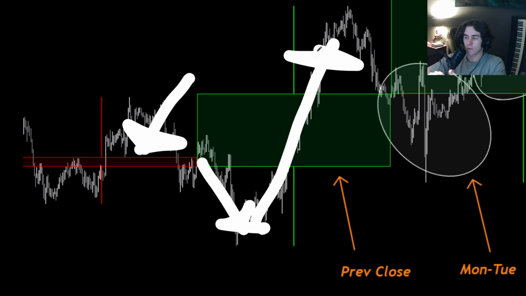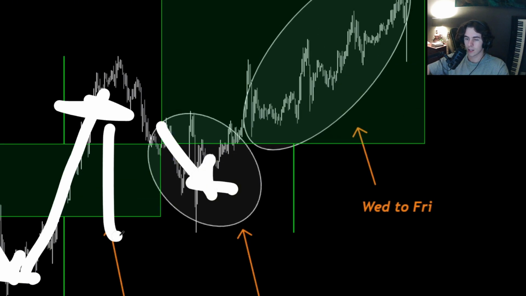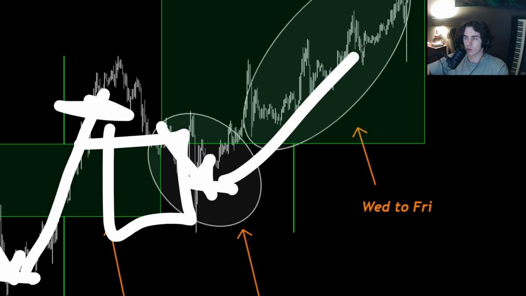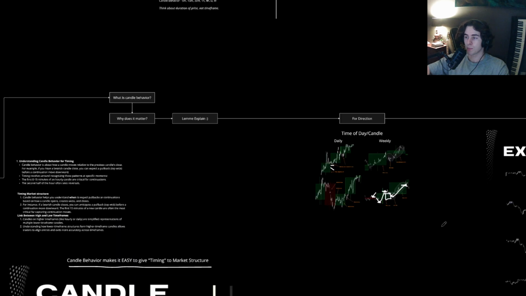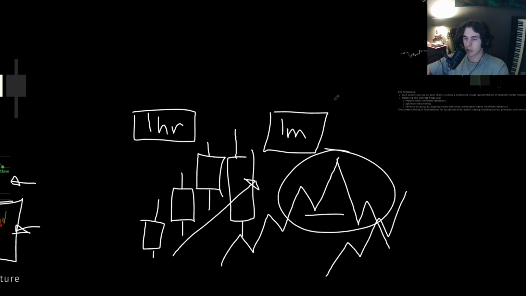So really being aware of how that candle is moving in the first half, whereas in this weekly candle here, we push bearish straight away to fill in this previous weekly candle close to then push bullish later on. So it's really important to understand high time frame candle behavior, as it makes it really, really easy to give timing to lower time frame market structure.